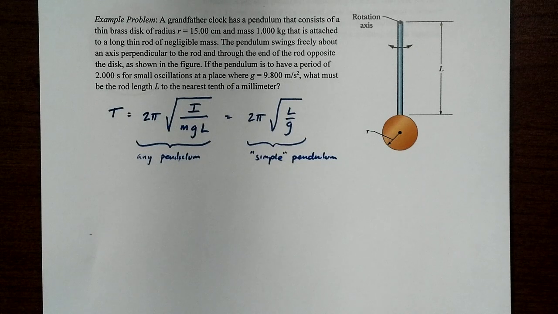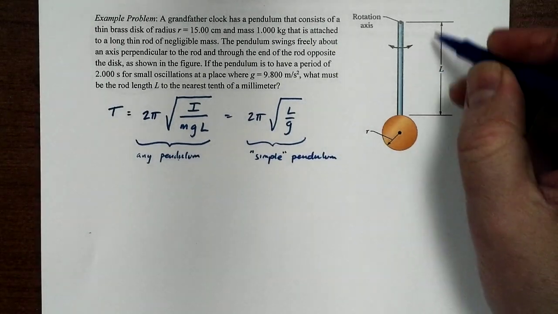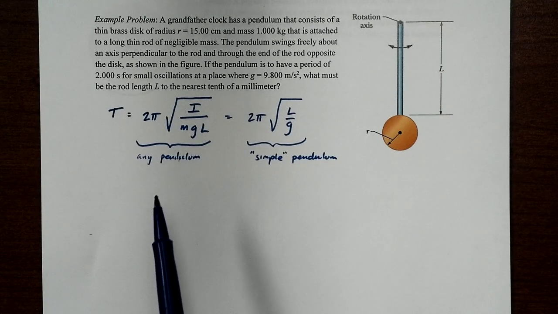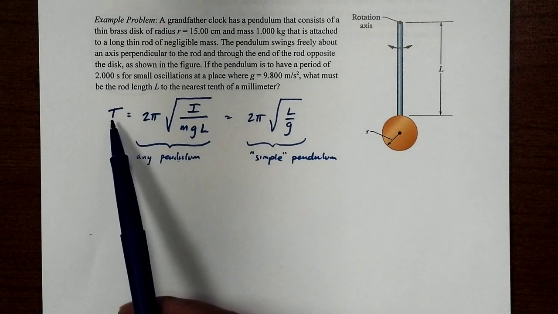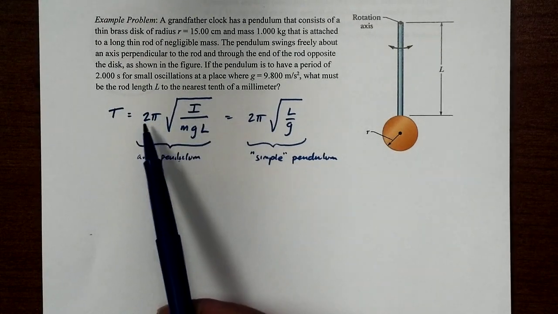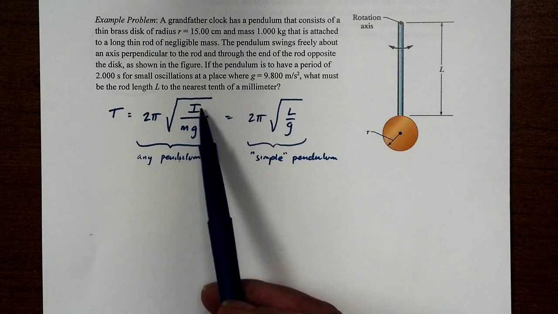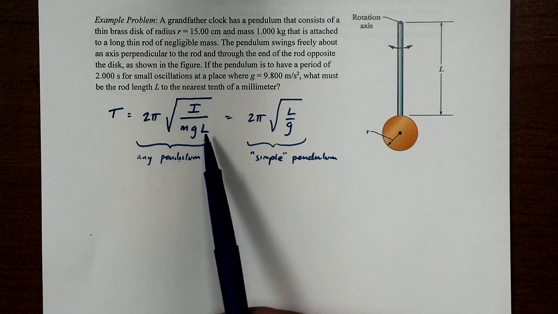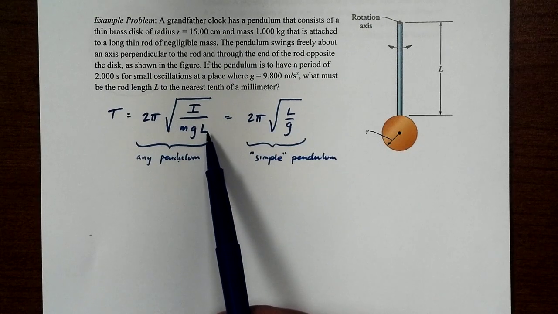If the pendulum is to have a period of 2 seconds for small oscillations at a place where the acceleration of gravity is 9.800 meters per second squared, how long do we need this rod length to be? So as we showed in class and also in the book, the period of any pendulum can be written as 2 pi times the square root of the rotational inertia of that pendulum divided by the mass divided by g and divided by L. But you have to be a little careful in this problem.